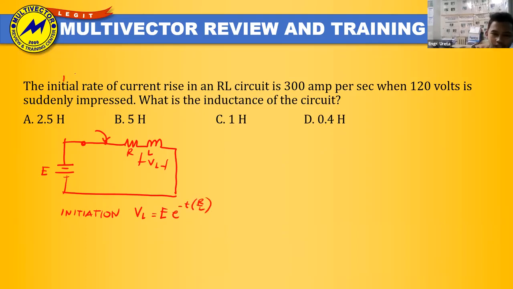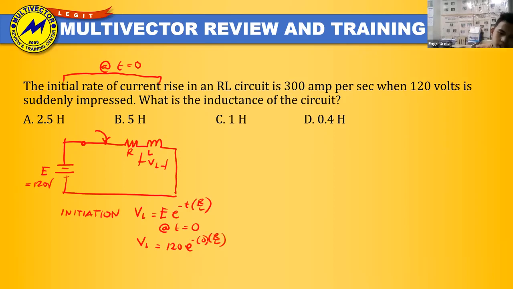So, sinabi dito, the initial rate of current rise. Okay? So, pag sinabi natin initial rate, meaning at time is equals to 0. So, at time is equals to 0, the voltage across inductor is VL, which is just equals to E. Sir, ang E natin is 120 volts. Okay, so 120 multiplied by e raised to negative 0 times R.